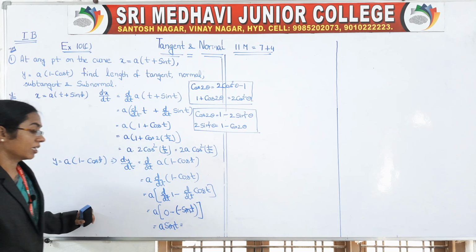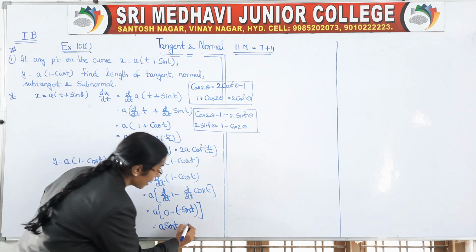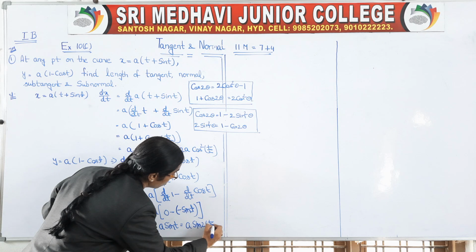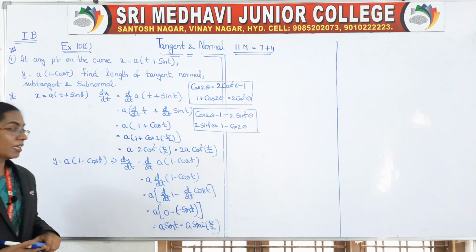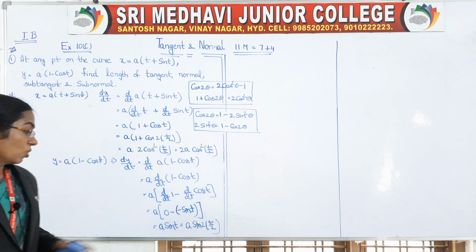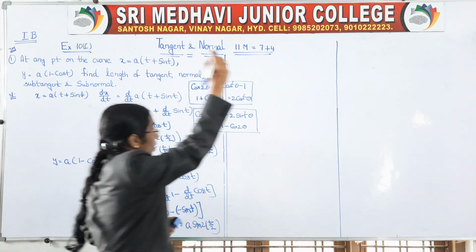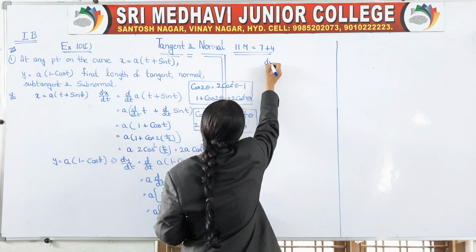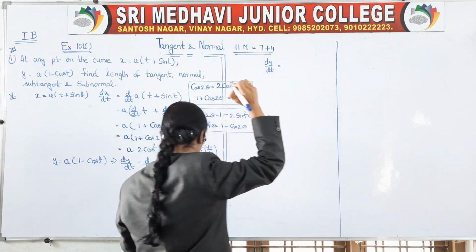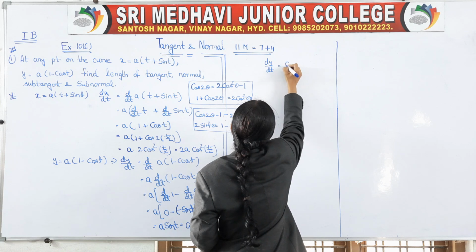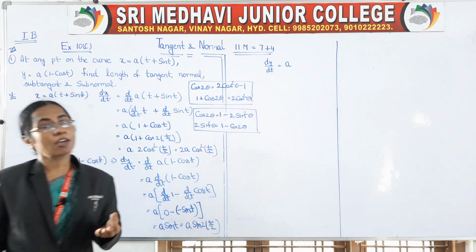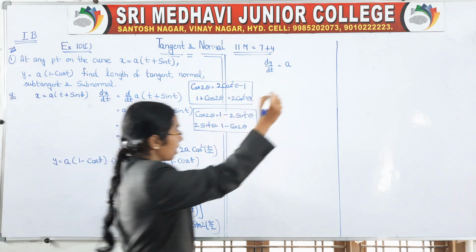We can write a sine t as a sine 2t by 2. Can we write? Yes, same thing. Actually, we are converting the values in terms of t by 2, right? So then what happens to your dy by dt? Dy by dt is equal to, come on, a into sine 2 theta. Sine 2 theta in trigonometry is 2 sine theta cos theta.